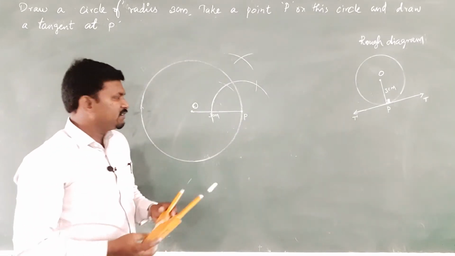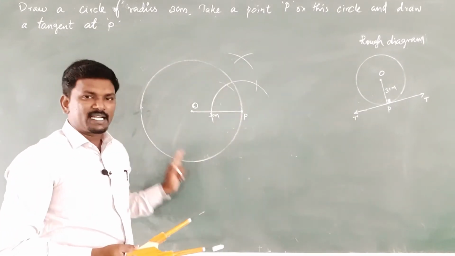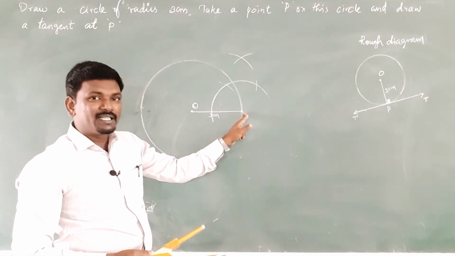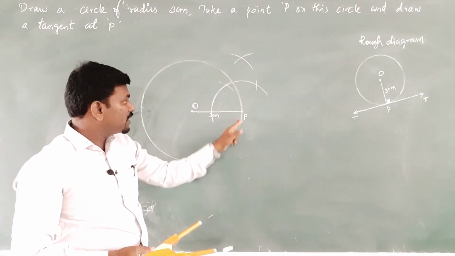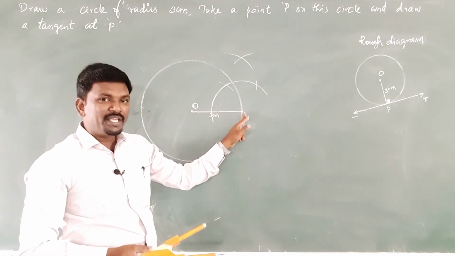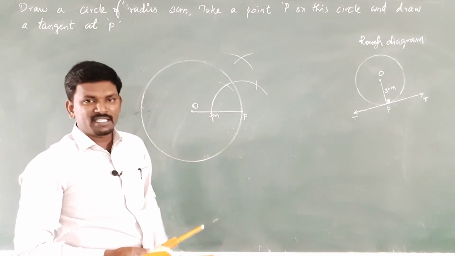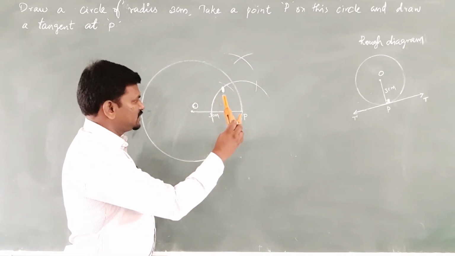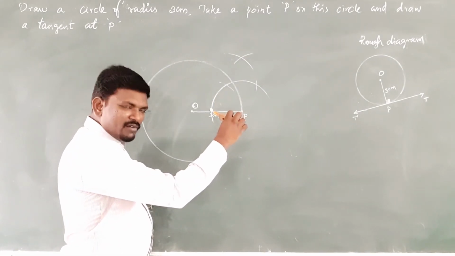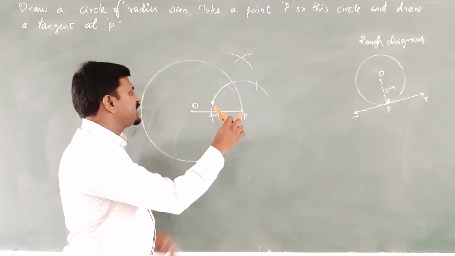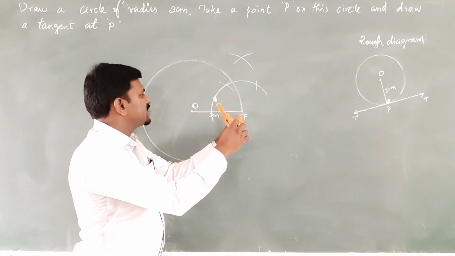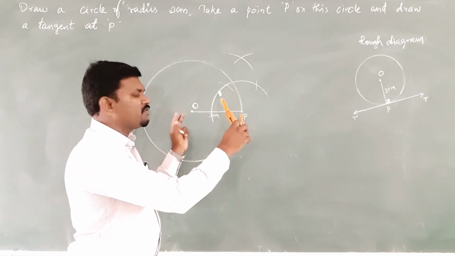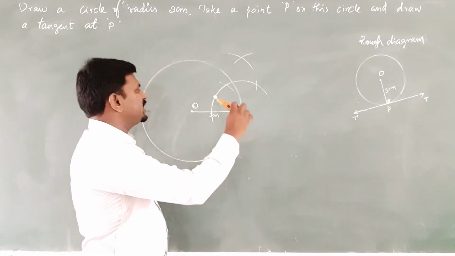See here, I will explain. First we will draw the circle, then we will mark the point P anywhere on the circle, then we will join OP. OP is the radius of the circle, which is 3 centimeter. Then take half or half more than the radius, not only the half or half more, any measurements we can take.